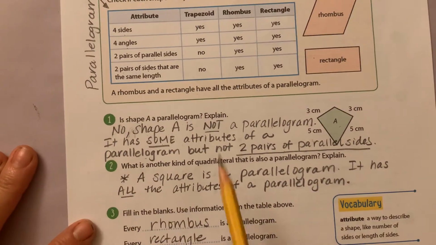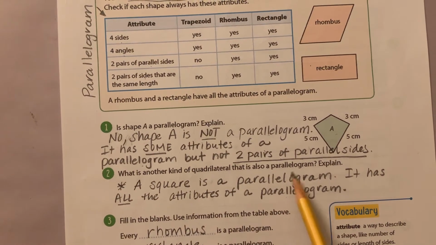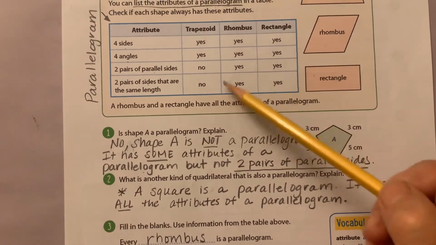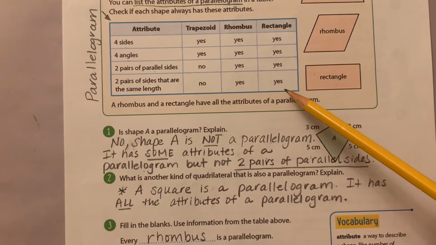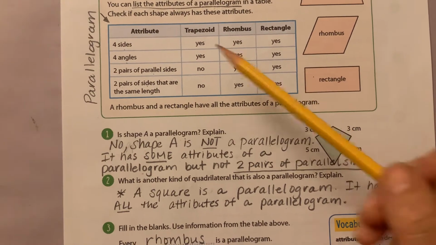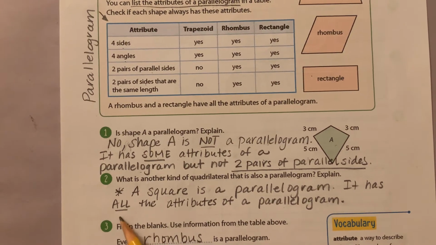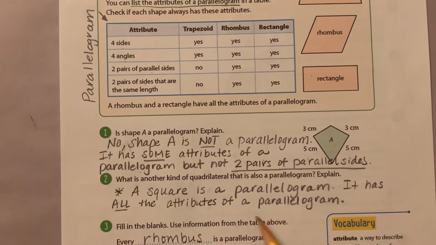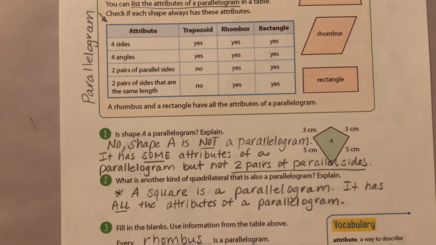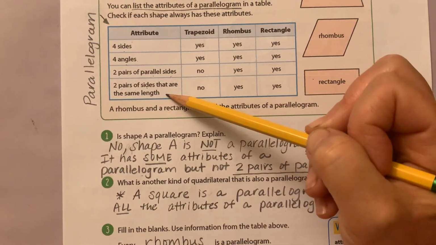Okay, number 2. What is another kind of quadrilateral that is also a parallelogram? So notice up here they talked about trapezoids, a rhombus, and a rectangle. And in our last session, we learned that a square is also a parallelogram. It has all the attributes of a parallelogram, and then it has 4 equal sides. It meets all the expectations of a parallelogram. It has 4 sides, 4 angles, 2 pairs of parallel sides, and 2 pairs of sides that are the same length.